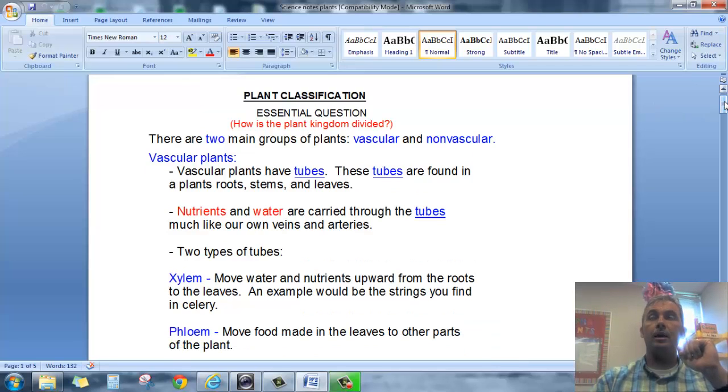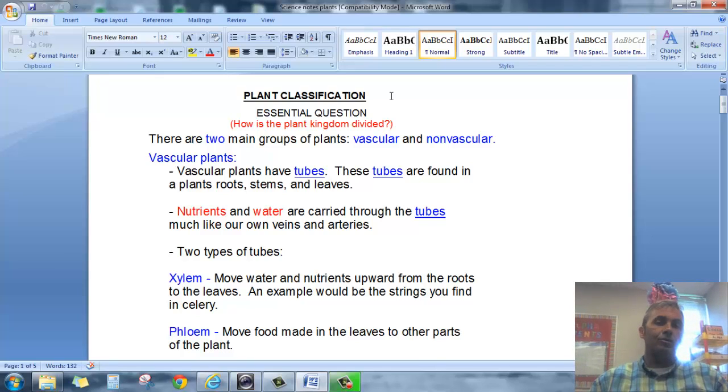Today we are talking about plant classification. We just finished up talking about animal classification, and that's how we can take animals and split them up into groups that make sense based on similarities, right? We can do that with plants also. Scientists, in the same way that they took animals and split them up into the vertebrates and the invertebrates based upon whether the animal has a backbone or not, have done something very similar with plants.